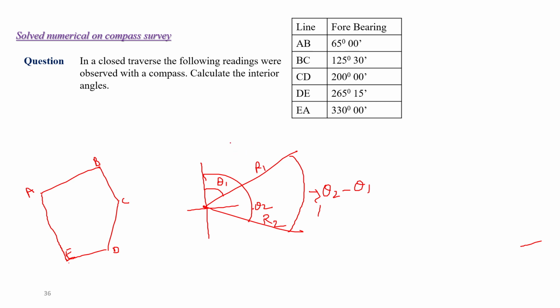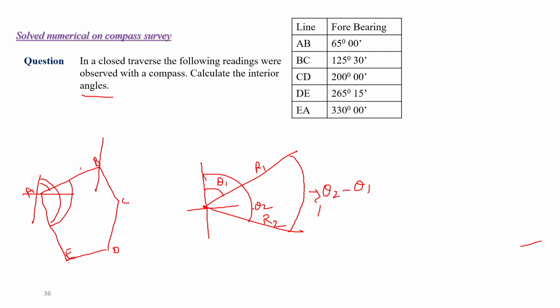It is a polygon or closed traverse, so we have to measure the internal angles, calculate the interior angle of this traverse. So how will we calculate the interior angle? Here, suppose the angle of AB and angle of AE were given. That time we can calculate the interior angle, this angle. Okay.